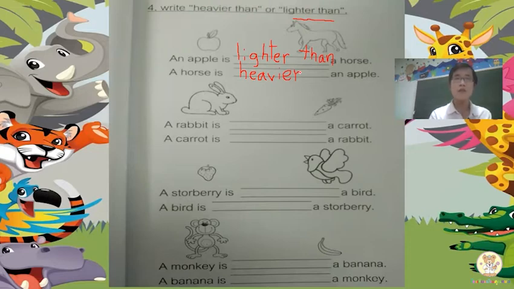So first of all, I want you to take a look at the pictures. If the left side picture is bigger than the right side, you use the words heavier than. So let's see, a rabbit is heavier than a carrot, right? So you use the words heavier than to write down on this sentence. Okay, everybody, you use the words heavier than. A rabbit is heavier than a carrot.